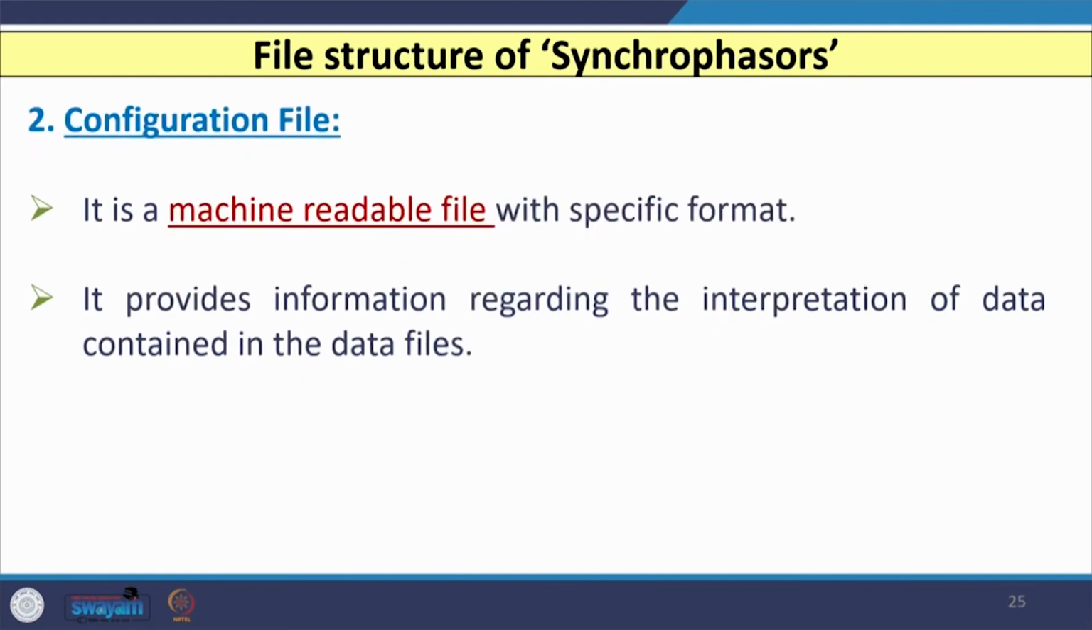The second file format is the configuration file, which is a machine readable file and it is in a specific format. This file provides the information related to the interpretation of data that is contained in the data files. For what purpose these data files are used, that information is available in the configuration file.